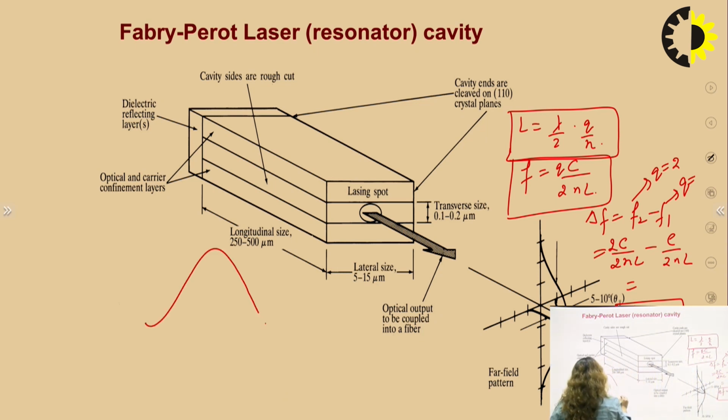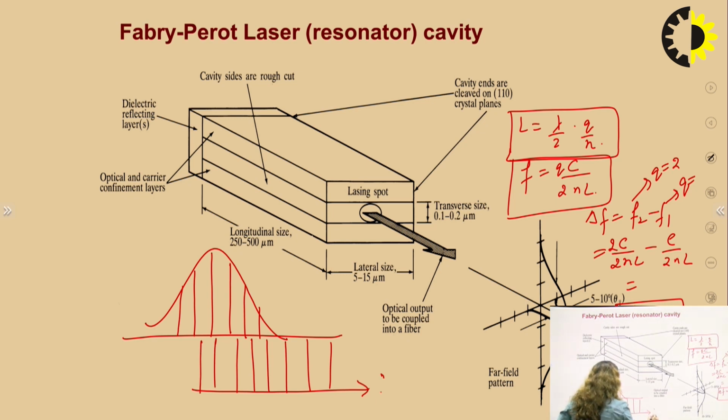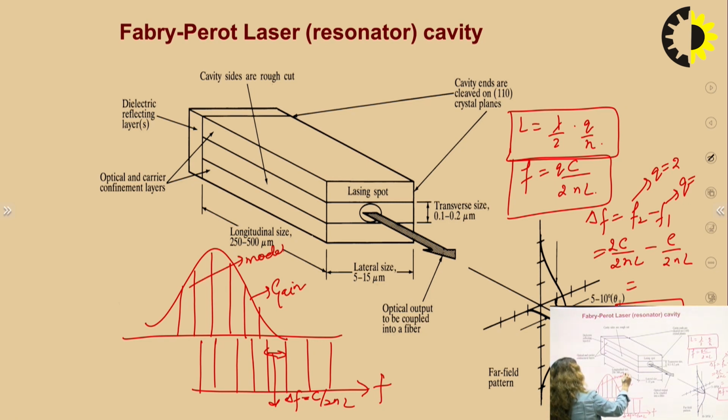So we have this type of gain curve and the spacing between the modes is like this. This is F, and this spacing is delta F, which is c upon 2nL. This particular gain curve will fall on this spacing, and we will have these kinds of modes.